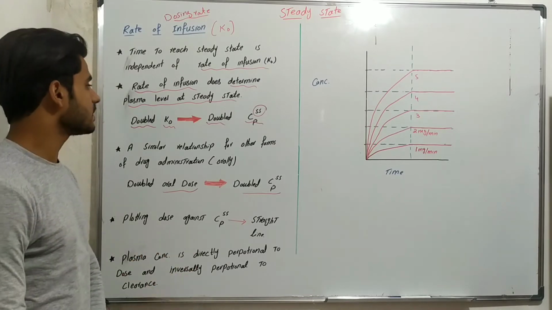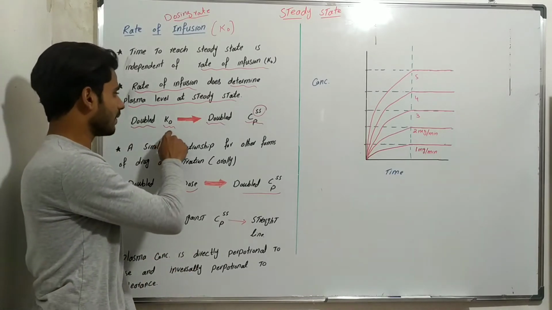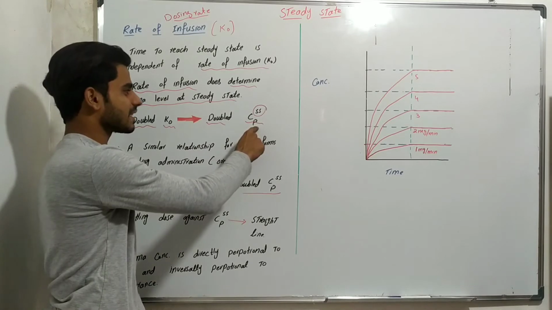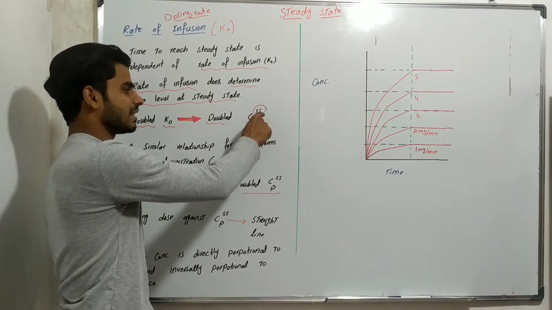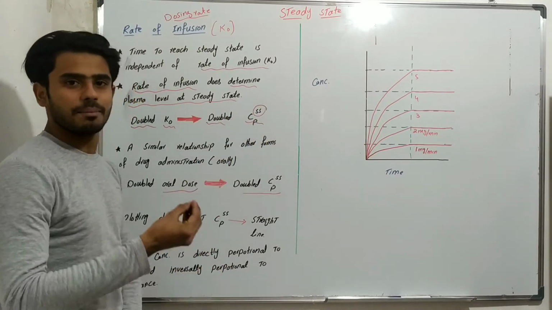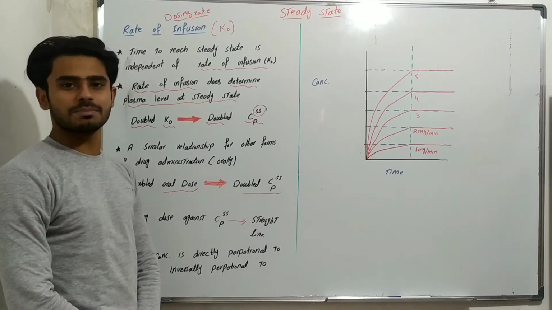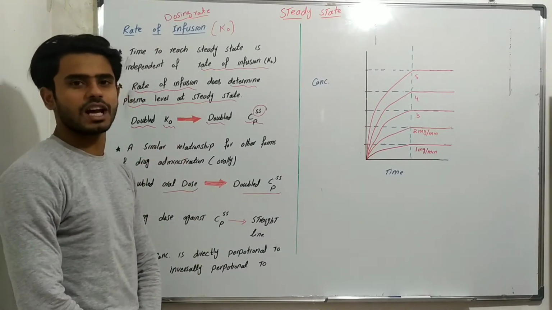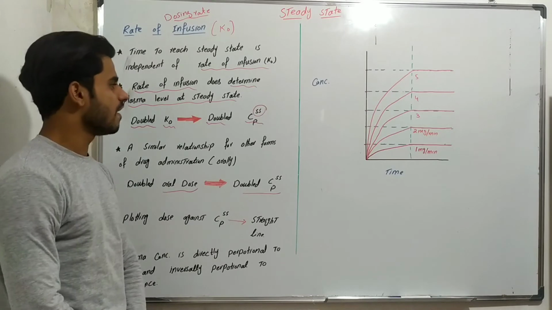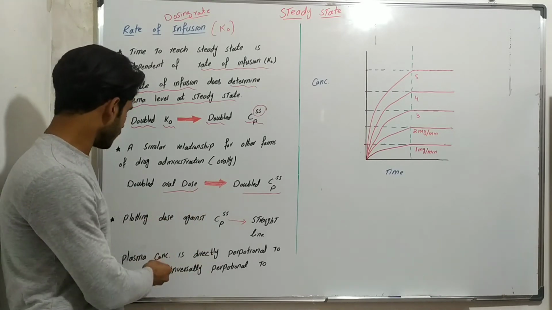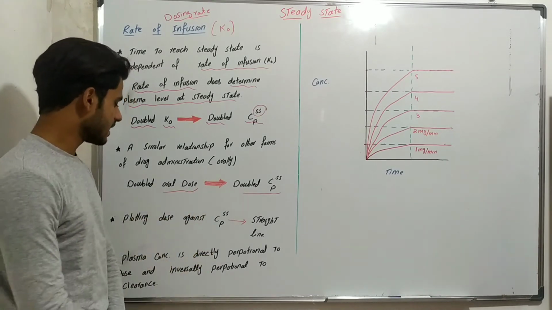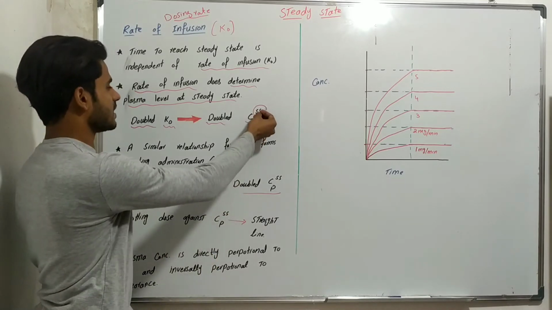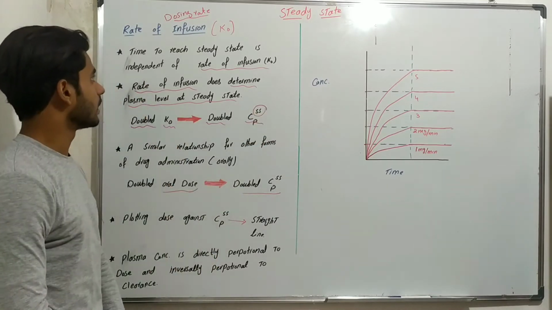What is the concept? The concept says that if we increase the rate of infusion, then it will increase the plasma concentration at steady state. When plasma concentration at steady state increases, it means that less volume of the plasma will be cleared of drug. So clearance will be less, but plasma concentration at steady state will increase by increasing the rate of infusion.